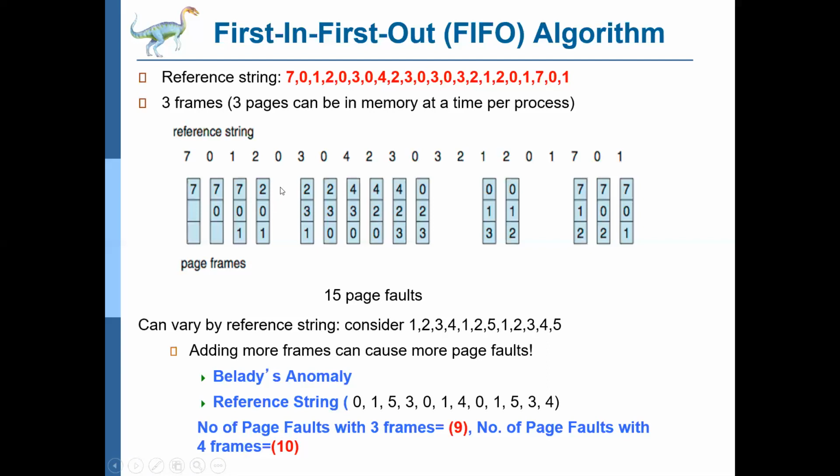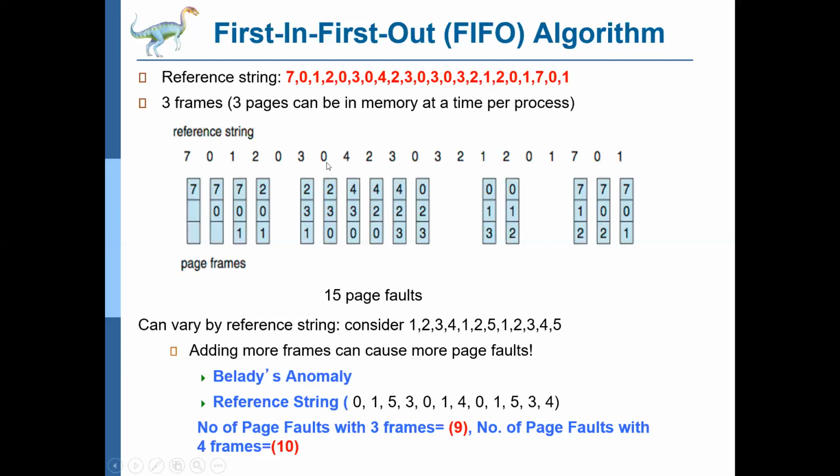3 is requested. Is 3 present over here? It is not found. If it is not found, it is a page fault. So if a page fault occurs, which one is to be replaced? The oldest page is what? 0. So 0 will be replaced with this 3. So it simply uses a queue. The next one is 0.